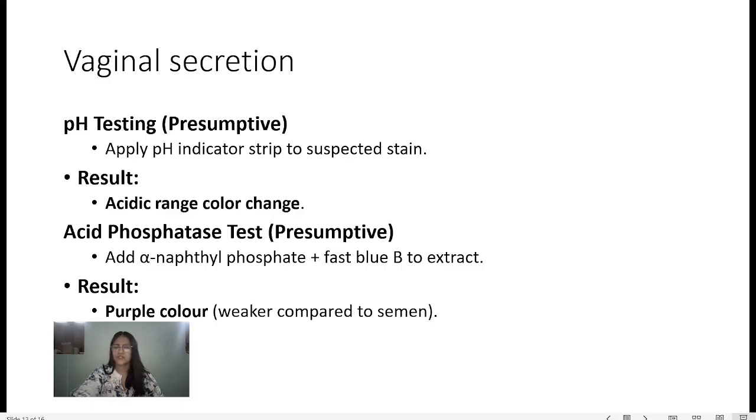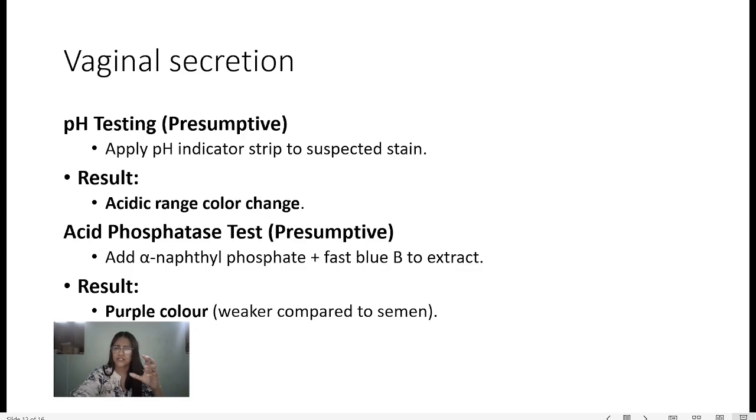The procedure of this test is that we just have to apply a pH indicator onto the suspected stain. The result will be an acidic range color change, like from dark red to almost yellow, right? This is the range of acidic substances. So this is actually not so specific, but this can support the detection, right?